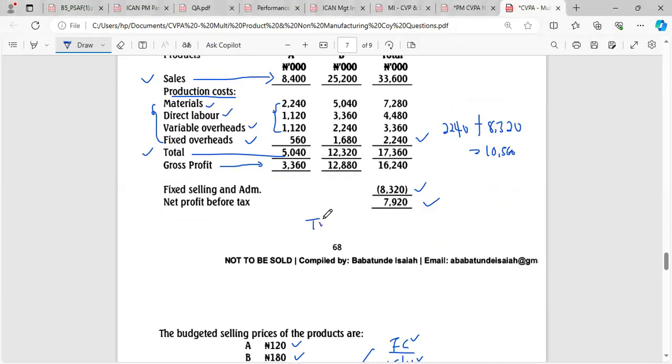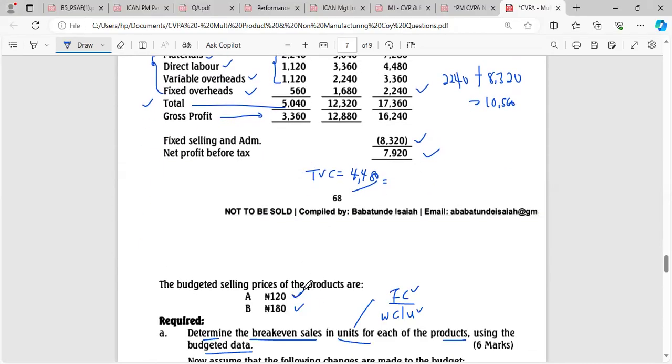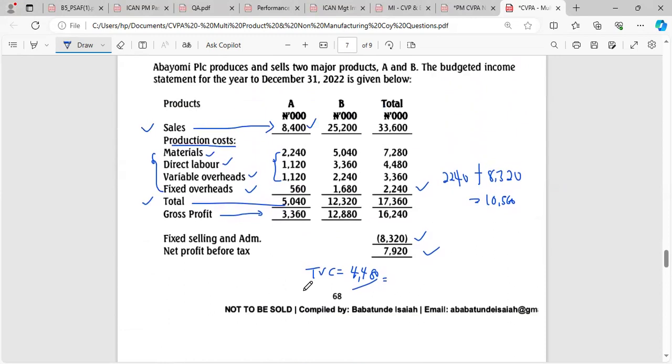So total variable cost is equal to 4480. Normally we're supposed to divide by quantity to get variable cost per unit. But what is the quantity? Quantity was not given to us. But since we know sales in total, 8.4 million, and we know sales per unit, 120, we can get quantity. So 8.4 million divided by 120. That means our quantity for product A is 70,000.